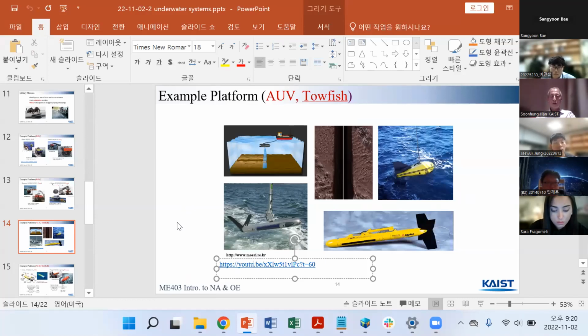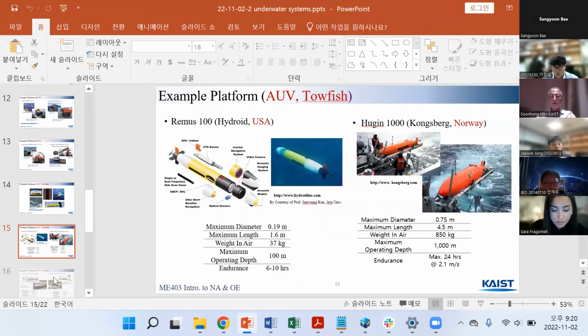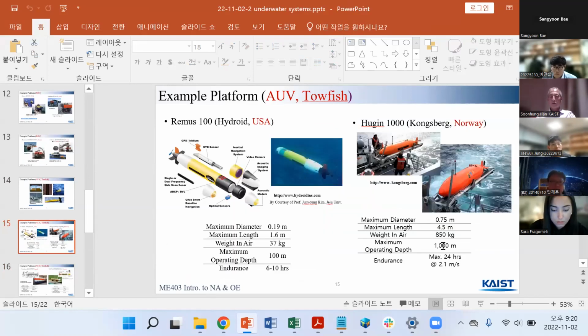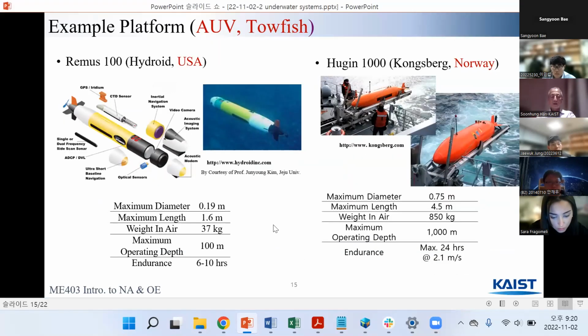So we saw the video on AUV or Towfish, and then we go on to another AUV platform. It is from USA, Lumus, and here the weight is very small, 37 kilograms. So you see that it is battery powered. The maximum operating depth is 100 meter. Endurance, you see that there is no length. It is about hours because it is battery powered.